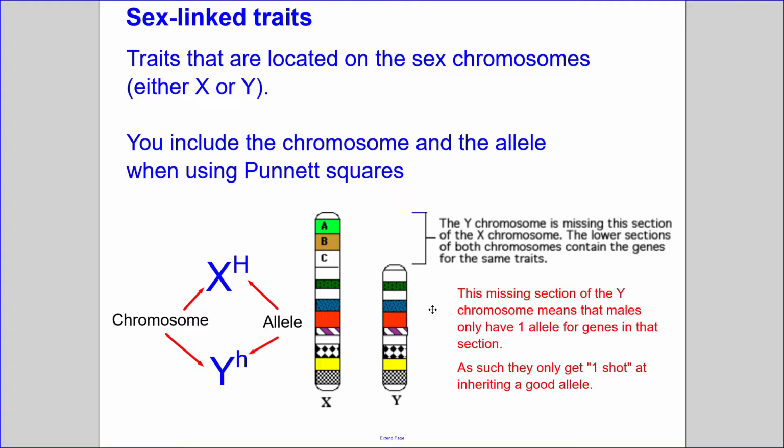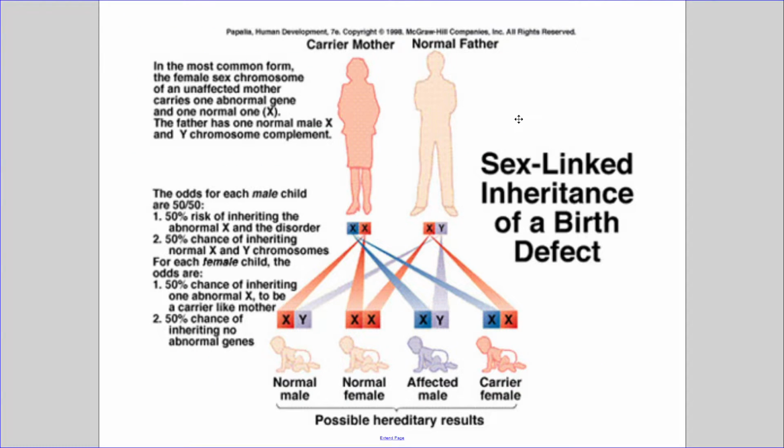So as such, males only get one shot at inheriting a good allele for whatever traits these happen to be. So here's a good example of this. Here's a female. She's going to be XX, two X chromosomes, and the male's XY. We'll say this red X is the good version of whatever trait happens to be on that X chromosome, and this blue X chromosome happens to contain a bad gene, or I'm sorry, a bad allele.